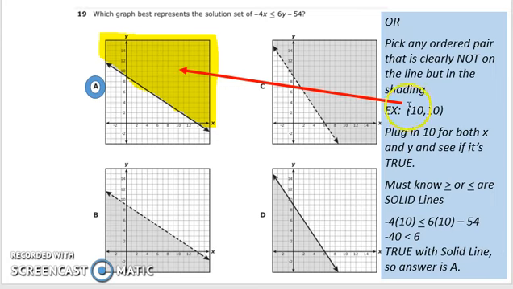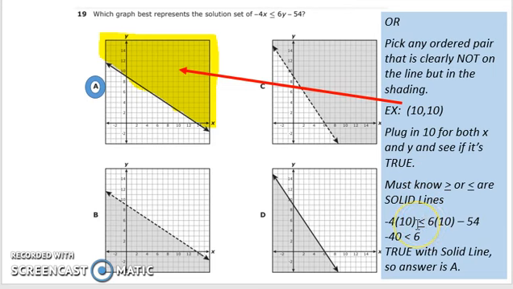Now, from the original problem, we should know that we're going to have a solid line, so it's either going to be A or D. If I come over here and pick a point that's in the shading, I picked 10 for x and 10 for y, and I plugged it in the inequality. Shading is where all the solutions are, so if I pick 10, 10 and it gives me a true statement, that's the one I want.